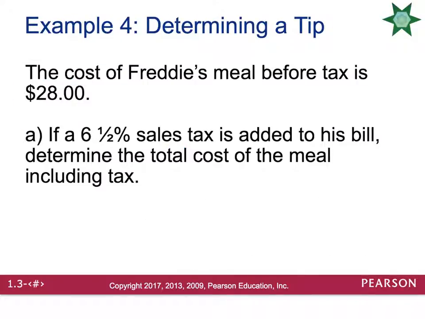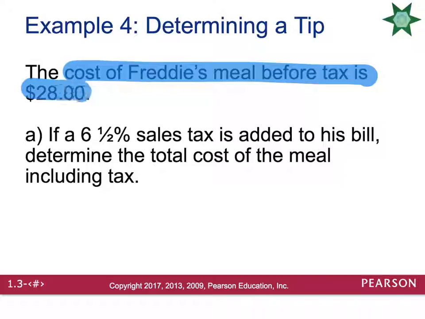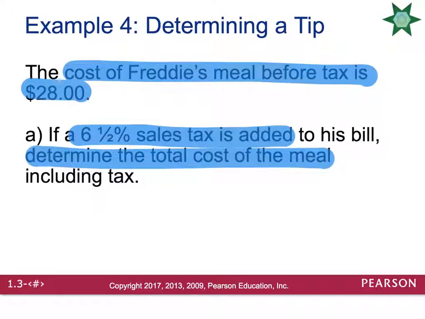Now we're looking at how to determine a tip. We looked at something similar to this in section 1-2. The cost of Freddie's meal before tax is $28. So that's the total bill, and we haven't added tax yet. A 6.5% sales tax is added, so we need to do that. Then we need to determine the total cost of the meal, including the tax.